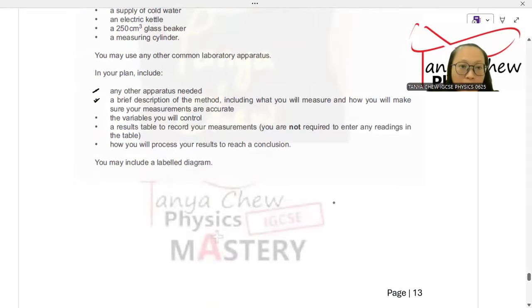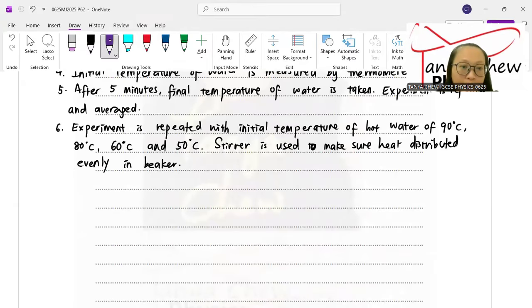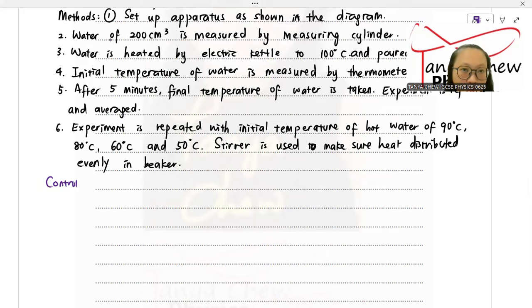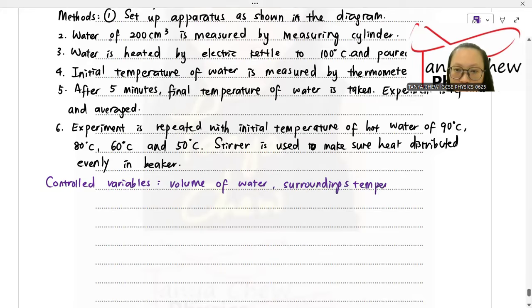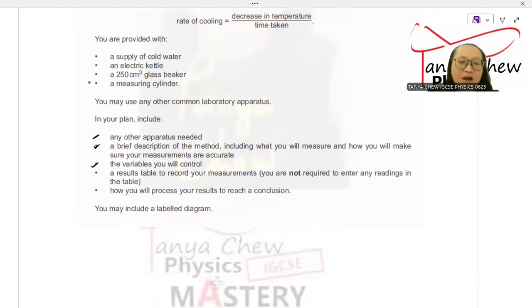Right now, the variables you will control, okay? So I'm going to write controlled variables right here. This is plural. Maybe I will say volume of water, and surroundings temperature, time of cooling, 5 minutes, remember? It is enough for you to write more than one. Done with that.